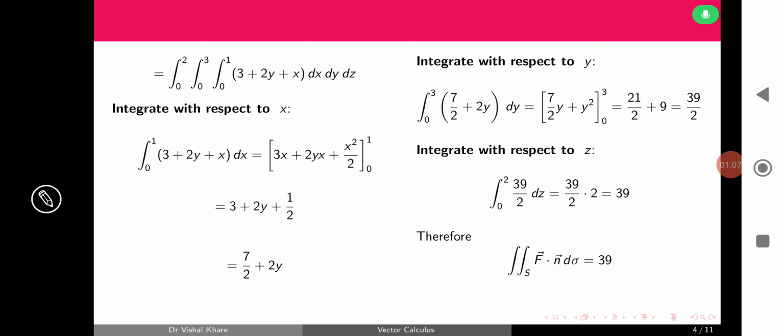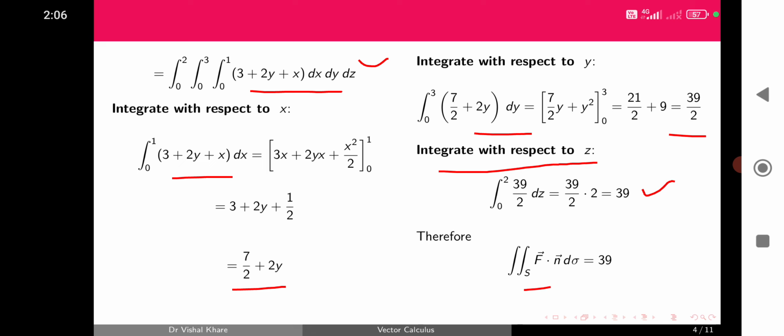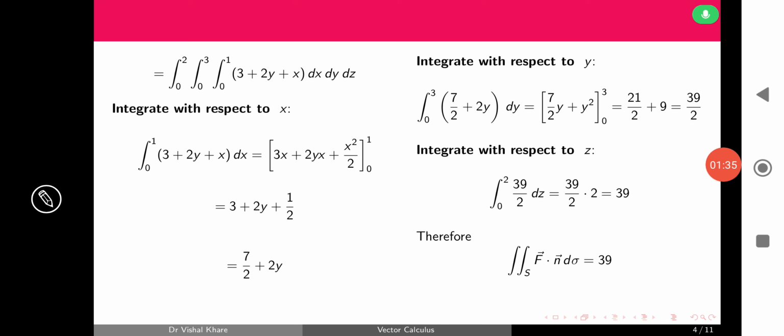So we will get this integral, and first of all we'll integrate with respect to x. So we'll get 7 by 2 plus 2y. Then we'll integrate this integral with respect to y. So we'll get 39 by 2, and finally with respect to z we'll get 39. So this surface integral is equal to 39. This is the final answer.